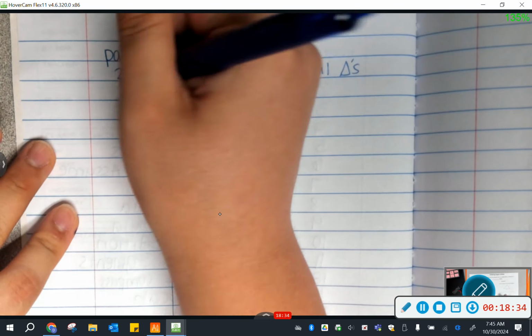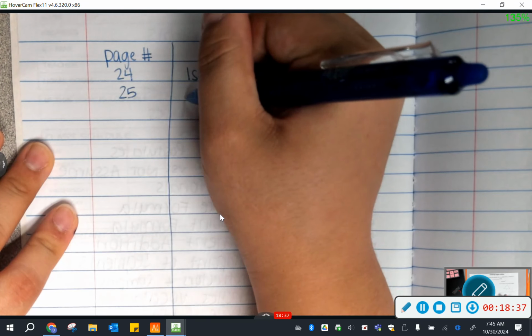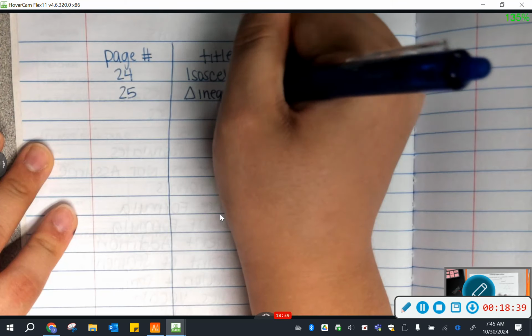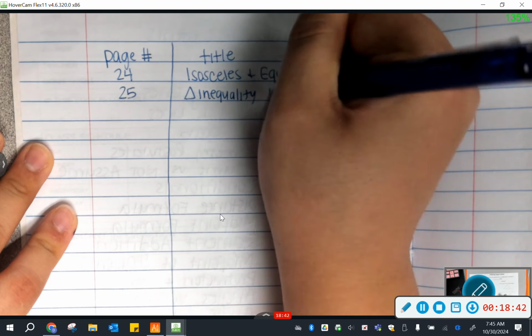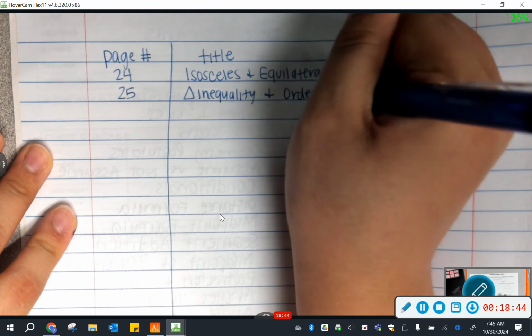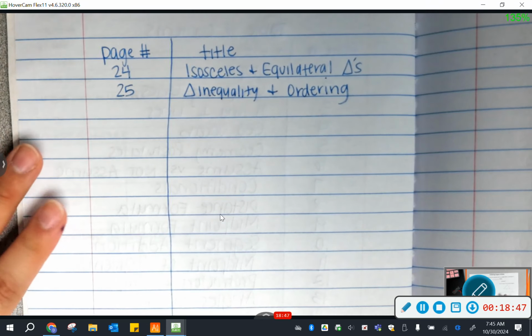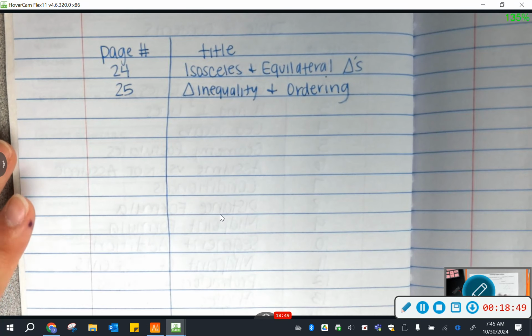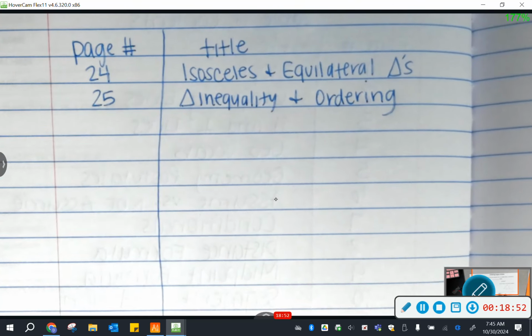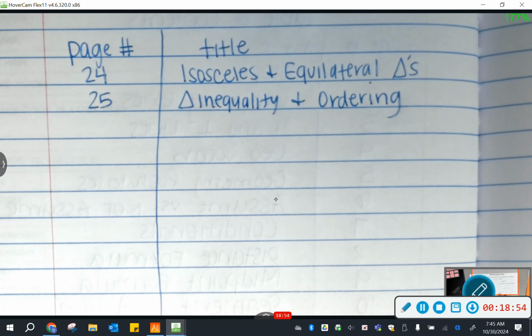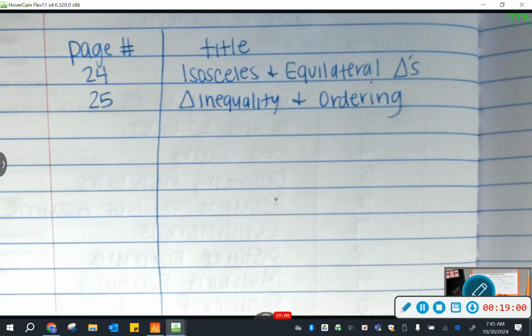Page 25. This is going to be called Triangle Inequality and Ordering. Can you pass out a glue to every group for me? Triangle Inequality and Ordering. And if you can just glue this down, you have the next 20 minutes to finish this worksheet and turn it in. It is for a grade.